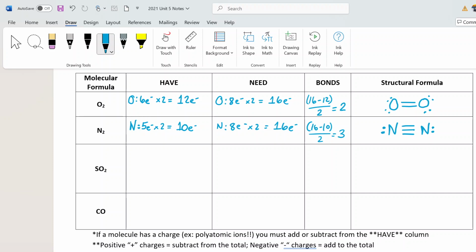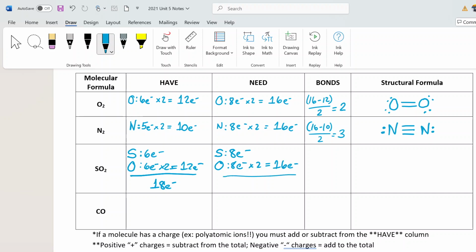Okay. So moving on. Sulfur is in group 6 on the periodic table. Oxygen is also in group 6 on the periodic table, and I have 2 of them for 12 electrons. Adding that all up, I have 18 electrons. Sulfur needs 8 electrons. Oxygen also needs 8 electrons times 2, which gives me 16 electrons, for a total of 24 electrons. So 24 minus 18 divided by 2 gives me 3 bonds.